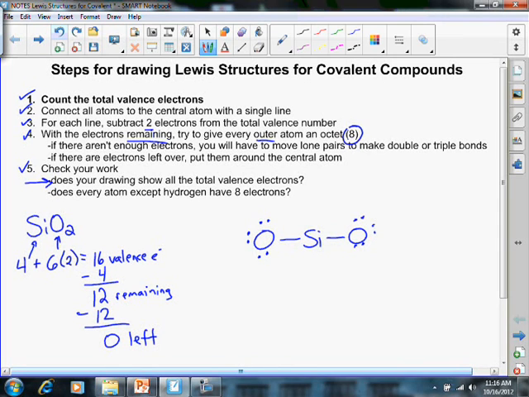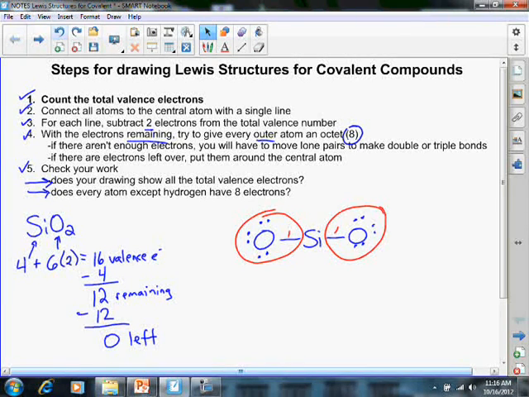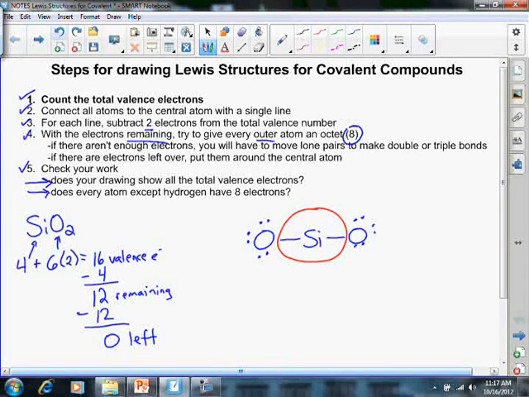Alright, the next thing we have to look at is, does every atom except hydrogen have 8 electrons around it? And I can look at this oxygen and say yes, because it has 6 lone electrons plus 2 in that bond. And then this oxygen has 6 lone electrons plus 2 in that bond for 8. But the problem is with the silicon. If you look at the silicon atom, it has 2 electrons there and 2 electrons there. So silicon is surrounded by 4 electrons, but not 8. So that is not good.